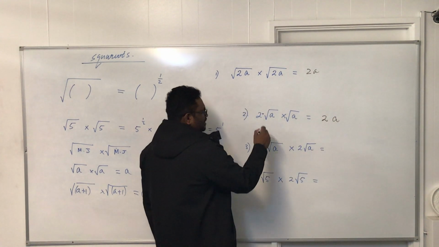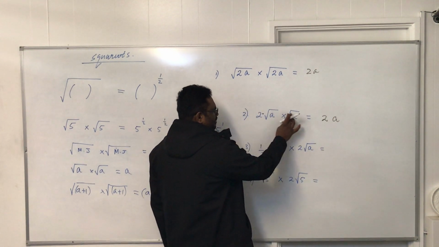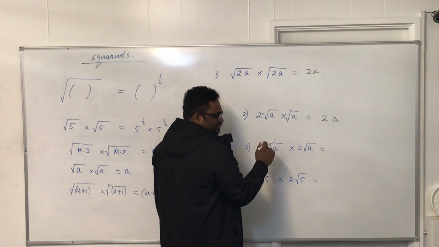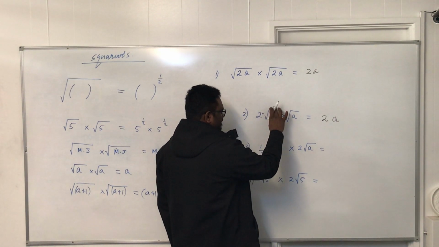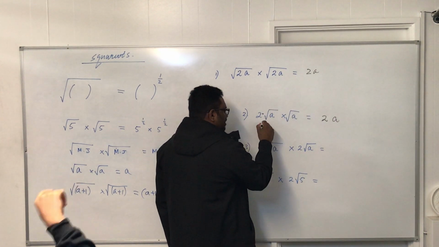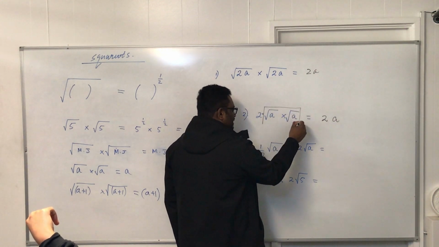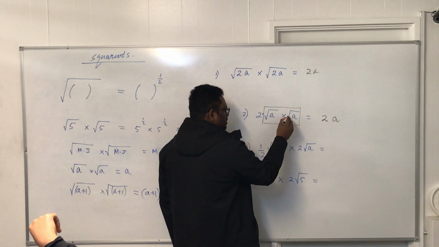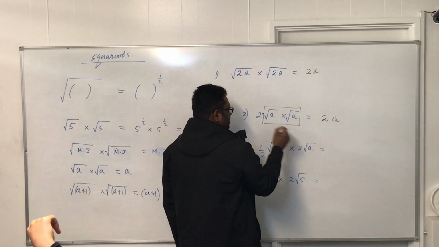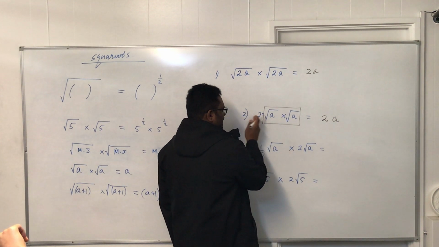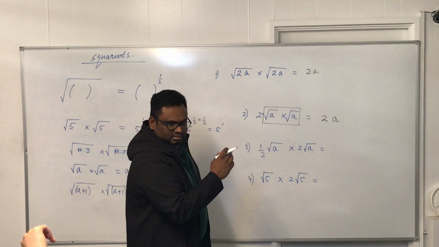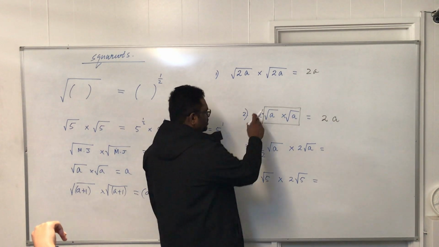Why 2A? Because all are multiplicative, right? So this is multiplied with this is multiplied with this. But you understand this separately. A square root times A square root is A, right? Then this 2 is outside, right? This 2 is a different thing, right? So you put that there, that's it.